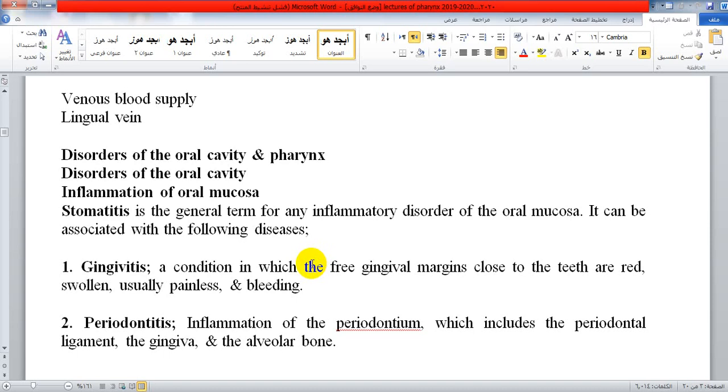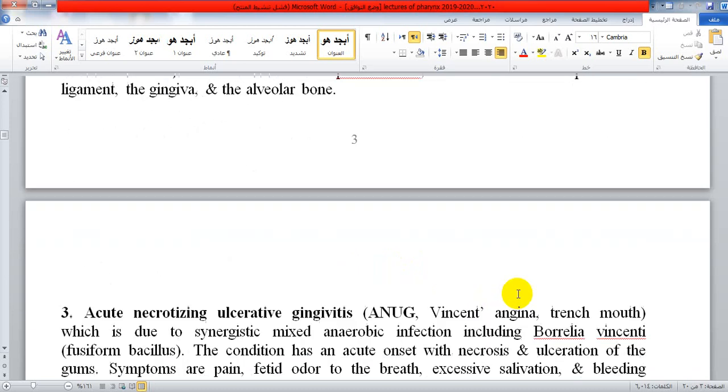Gingivitis, a condition in which the free gingival margins close to the teeth are red, swollen, usually painless and bleeding. Actually, whether this or periodontitis, we always see them when we examine the patient, but they usually go to the dentist, who takes care of them. Periodontitis is inflammation of the periodontium, which includes the periodontal ligament, the gingiva and the alveolar bone.